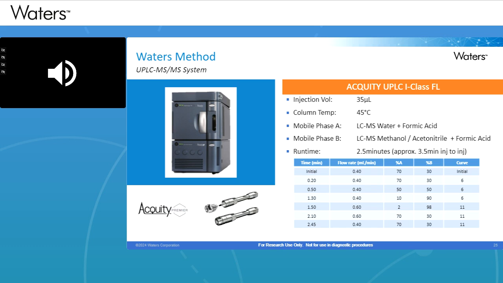For the LC, 35 microliters of sample was injected onto the column, and this was at a temperature of 45 degrees Celsius. Mobile phase A consisted of formic acid in LCMS grade water, and mobile phase B was formic acid in LCMS grade methanol and acetonitrile mixed together.